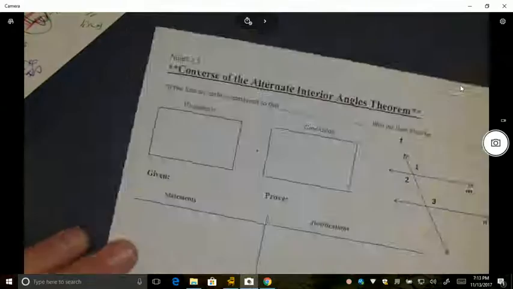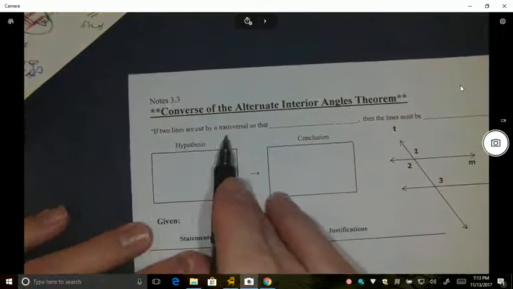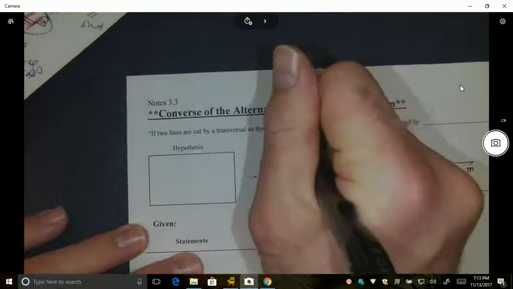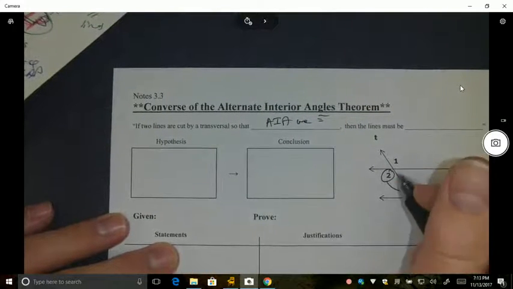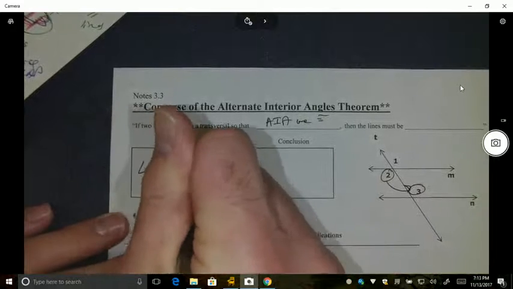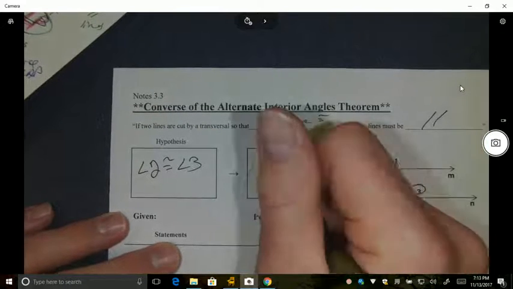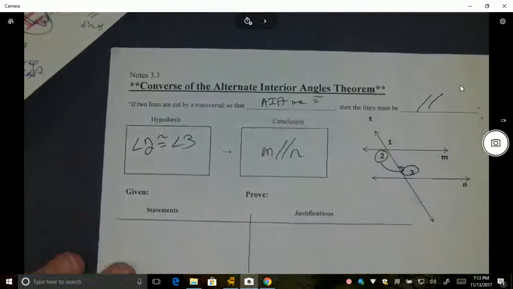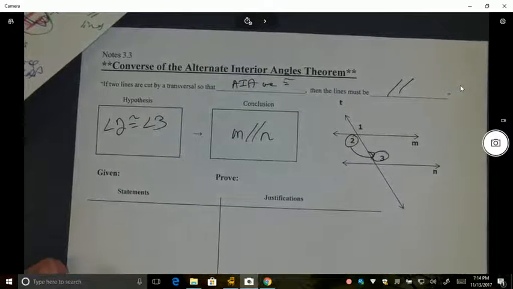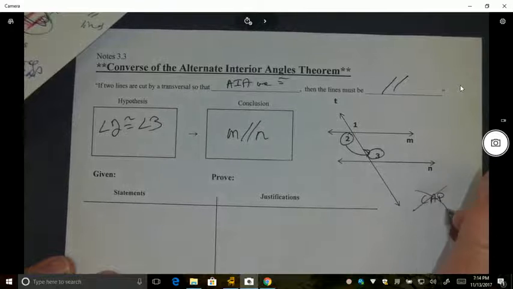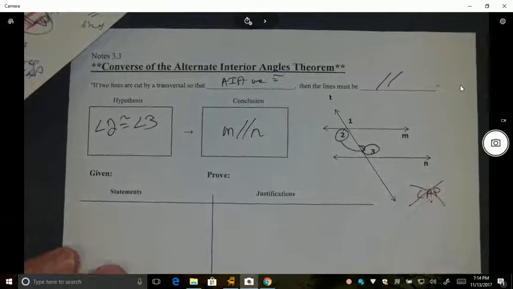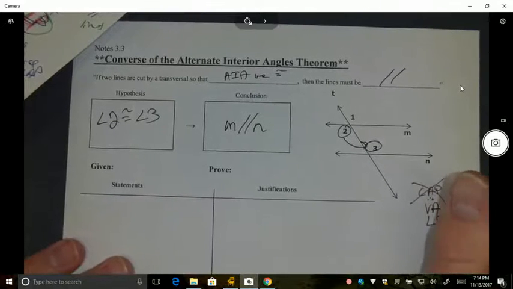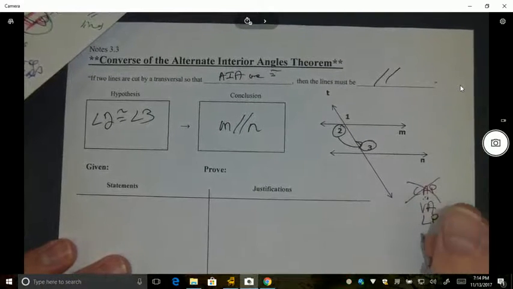Converse of alternate interior angles theorem. If two lines are cut by a transversal so that alternate interior angles are congruent, in this case 2 and 3 are given as congruent, then the lines must be parallel. So in this case we're proving M is parallel to N. Again, since the lines were not given as parallel, you cannot use the regular corresponding angles postulate. That postulate can only be used if the lines were given as parallel. But we can use vertical angles and linear pairs, and to prove the lines parallel, we can use the converse of CAP.